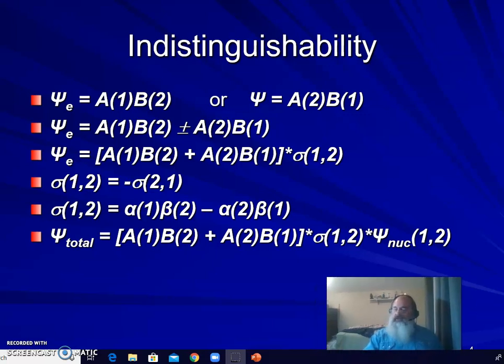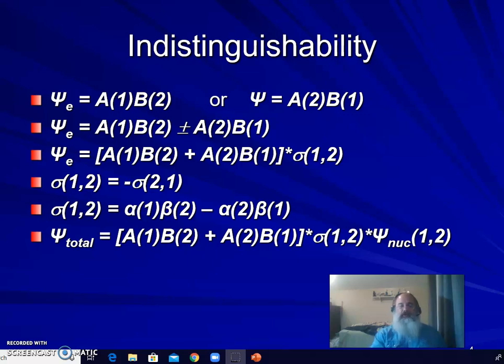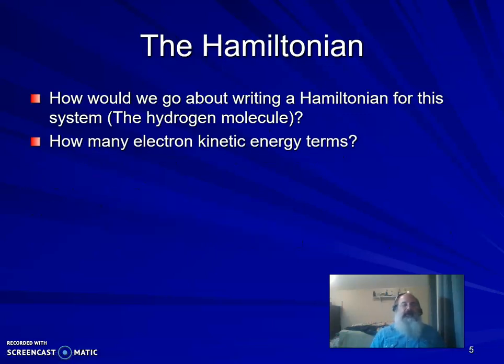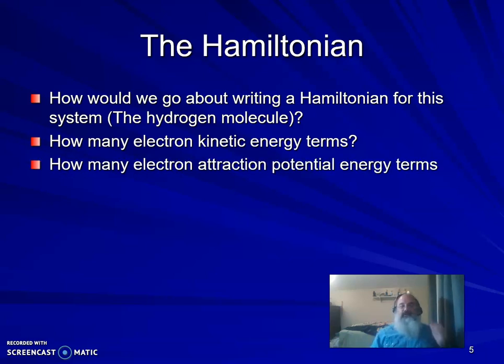The next question then is, what does the Hamiltonian look like? And so we have to answer several questions for ourselves about the Hamiltonian. We'll begin with how many electronic kinetic energy terms. Well, we've got 2 electrons, so there's going to be 2 kinetic energy terms for those electrons. The next question is, how many electron attraction potential energy terms do we have?